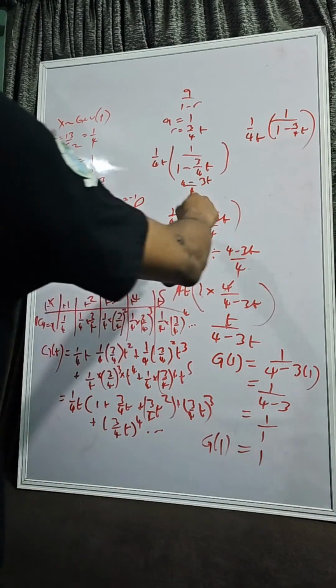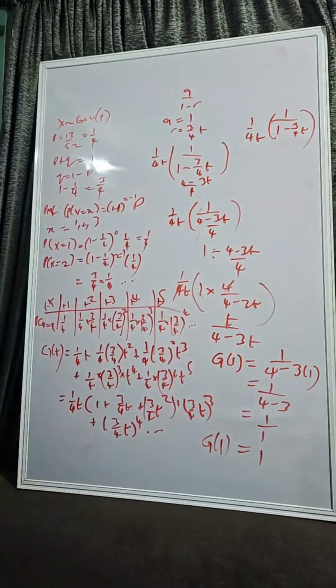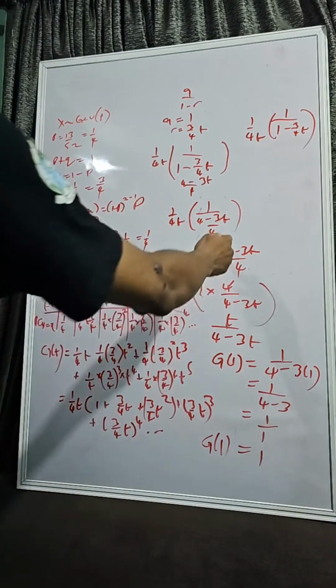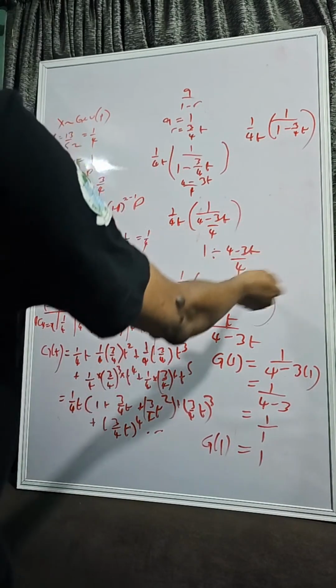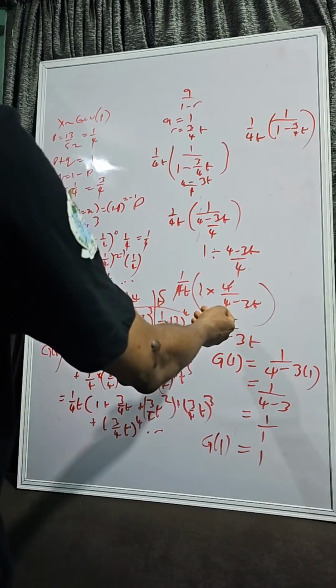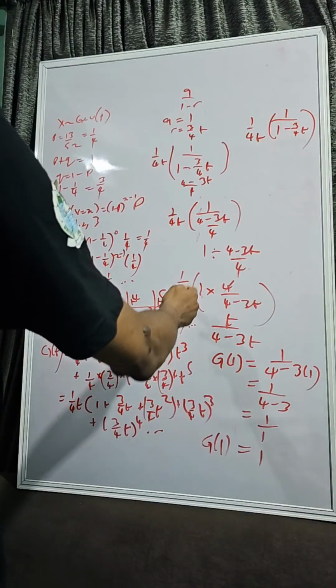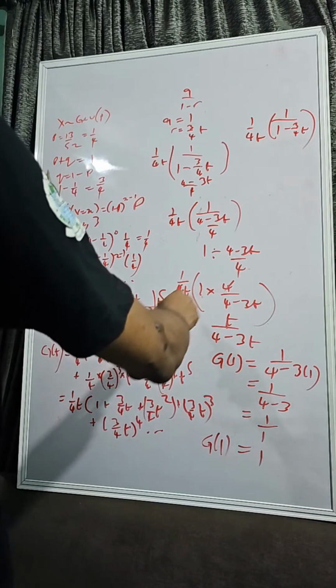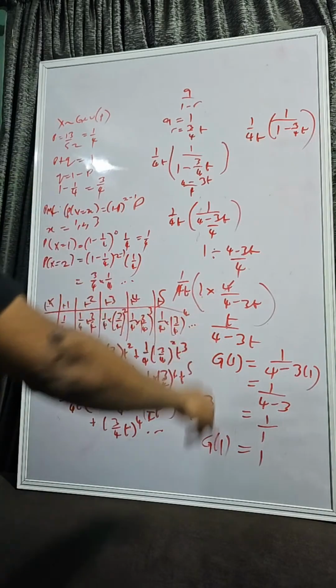Now, I told you that if you look at this very well, this is the same thing as 1 divided by 4 minus 3t over 4. True or false? So this division, if you turn it into times, this 4 will climb up, and this 4 minus 3t will come under, which is what happened here. So we cancel out this 4, and we are left with t. So t times 4 minus 3t will give you what? T over 4 minus 3t.